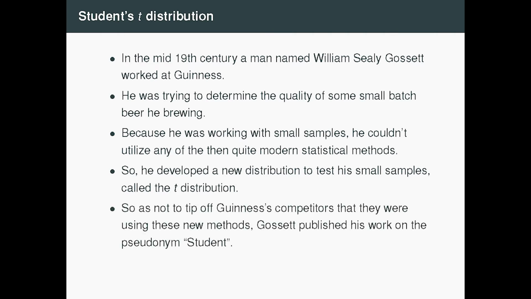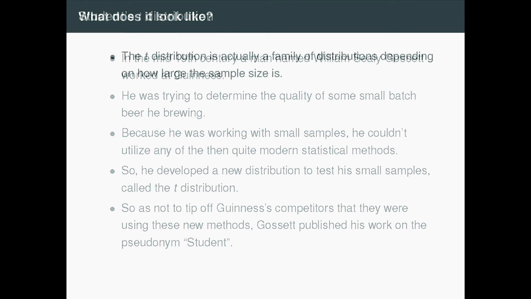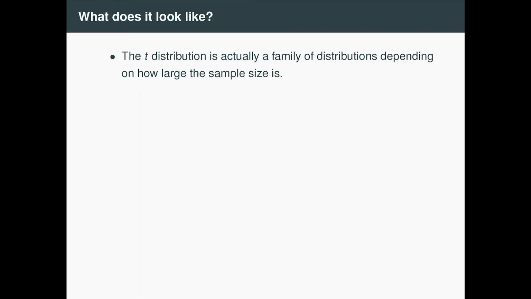And it was called Student's t-distribution because Guinness didn't want to tip off its competitors by letting them know they were using a new statistical method to check the quality of their beer. And so Gossett published his work under the pseudonym of Student. So what does the t-distribution look like?